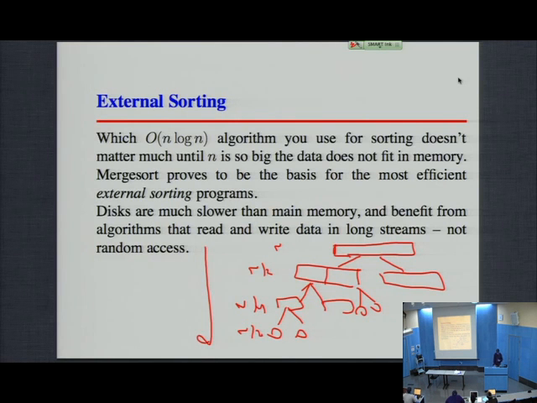How many levels deep did the recursion go before we stopped? Yes? Log n. And why is it log n?